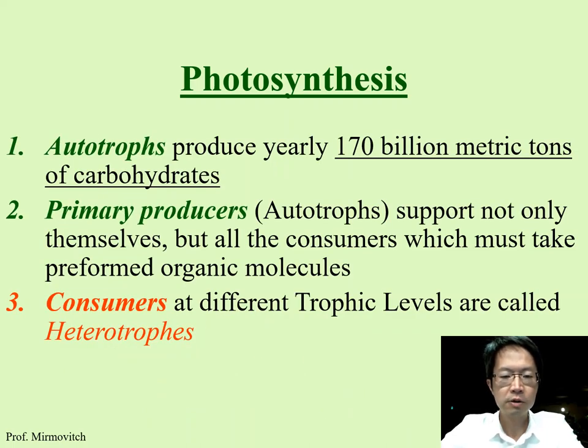So autotrophs produce around 170 billion metric tons of carbohydrate. Yes, carbohydrate, the sugar, the glucose. It's a lot of sugar to support almost all living organisms in the world. Primary producers, they are not the producers who make movies or TV shows. Primary producers, they're autotrophs.